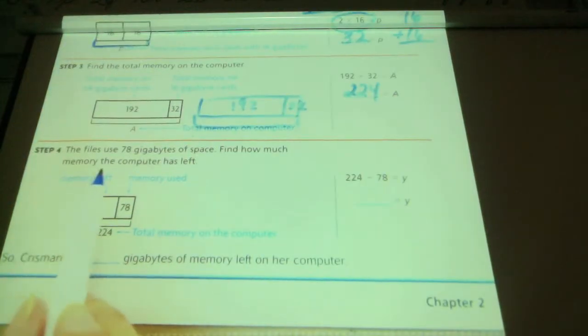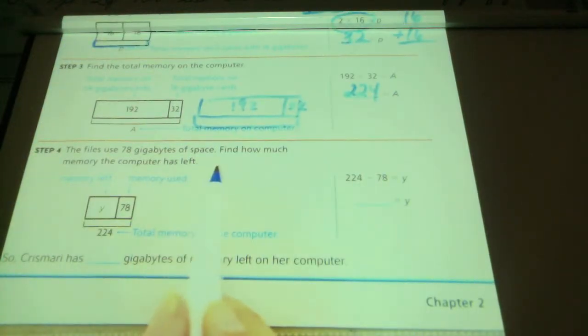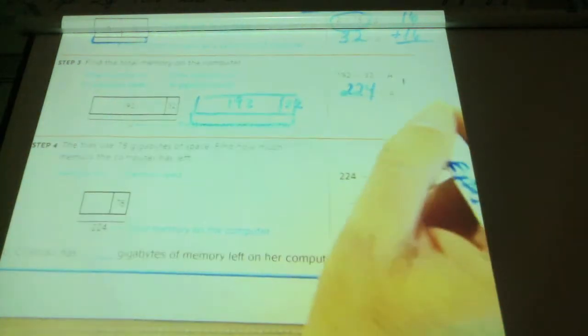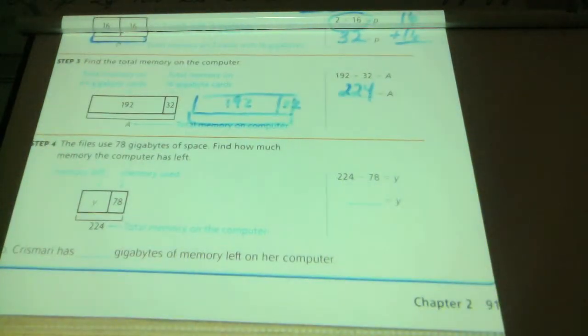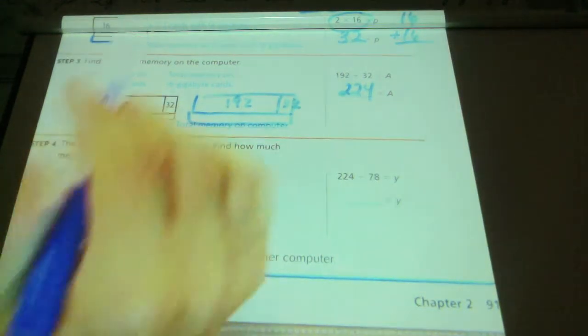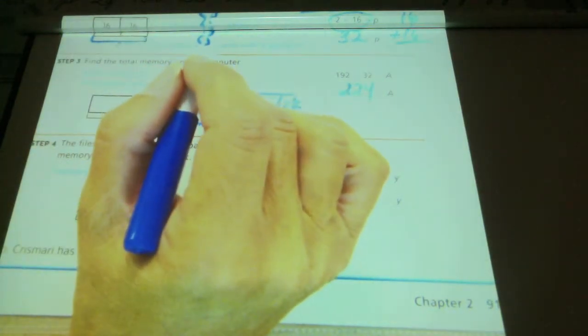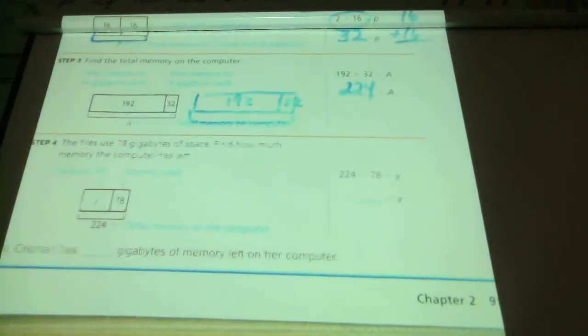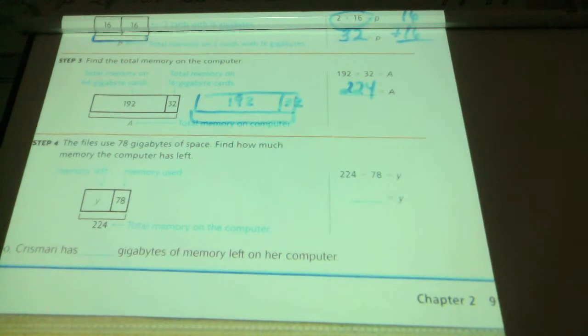All right, the files use 78 gigabytes of space. That was going back to the question. So a lot of you will get to this point and go, okay, the total is 224. Is the answer 224? No. Because the question wasn't what is the total. The question is how much does she have left after using 78? So I want everybody to look up here.